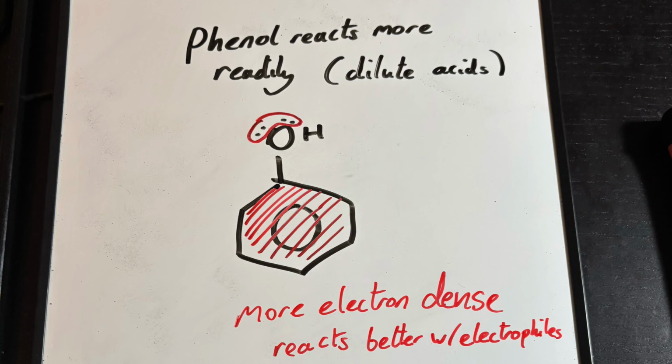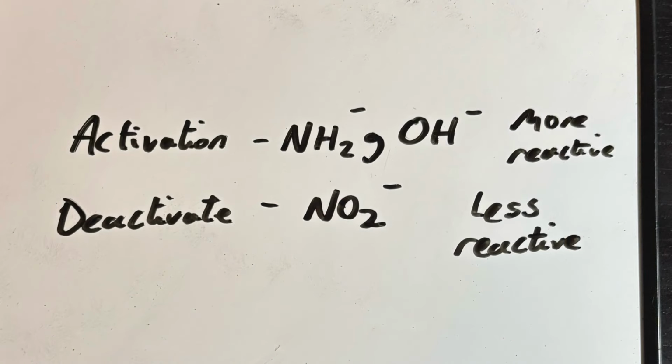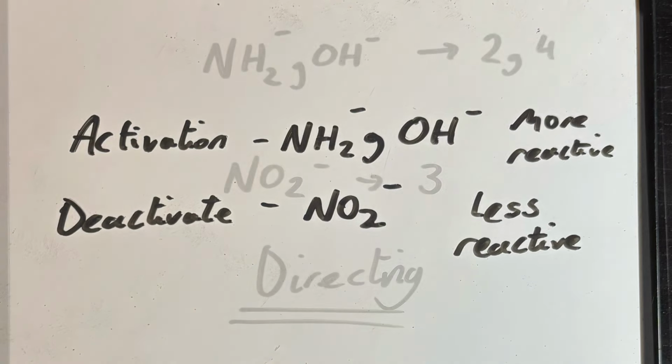Now, the reason phenol reacts more readily with things like dilute acids or halogens without halogen carriers is the two lone pairs from the oxygen delocalize into the benzene ring, which makes it more electron dense and more ready to react with electrophiles. So we say that OH is an activating group because it makes the benzene ring more reactive, and we say the same for an amine group. We say the opposite is true for a nitrate group. We call it deactivating, and it makes it less reactive.